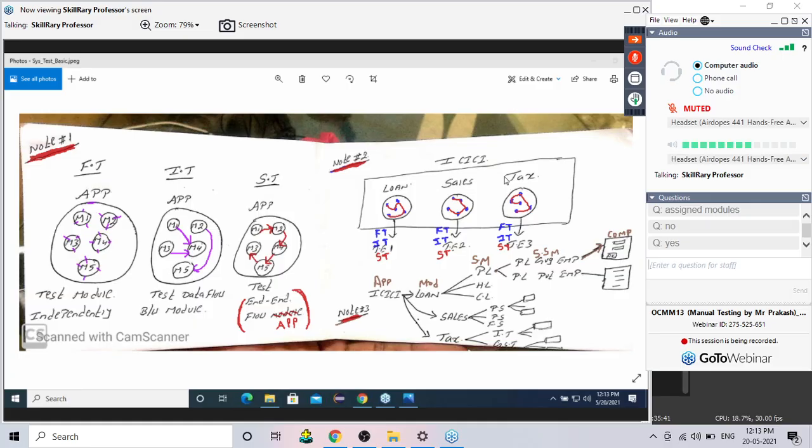Understood? Good. People who have understood, take the heading as system testing and write these 3 points, whatever you understood.